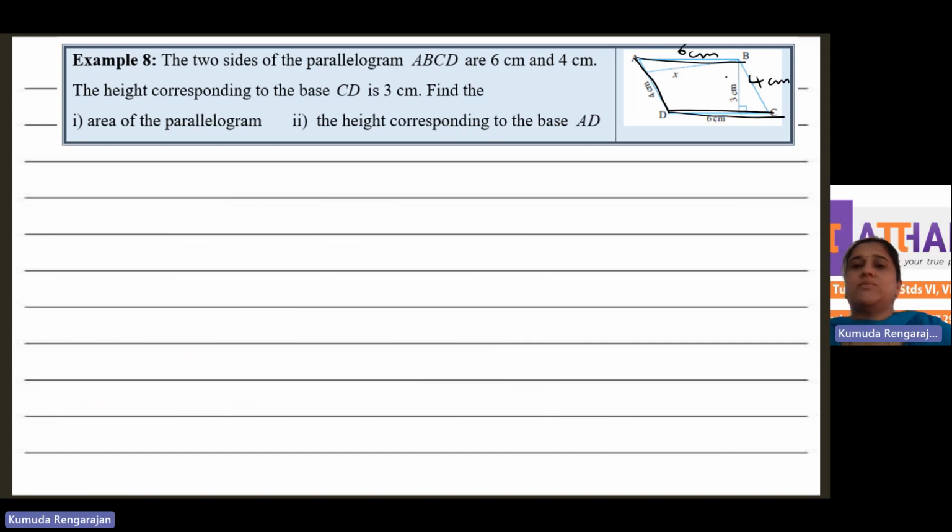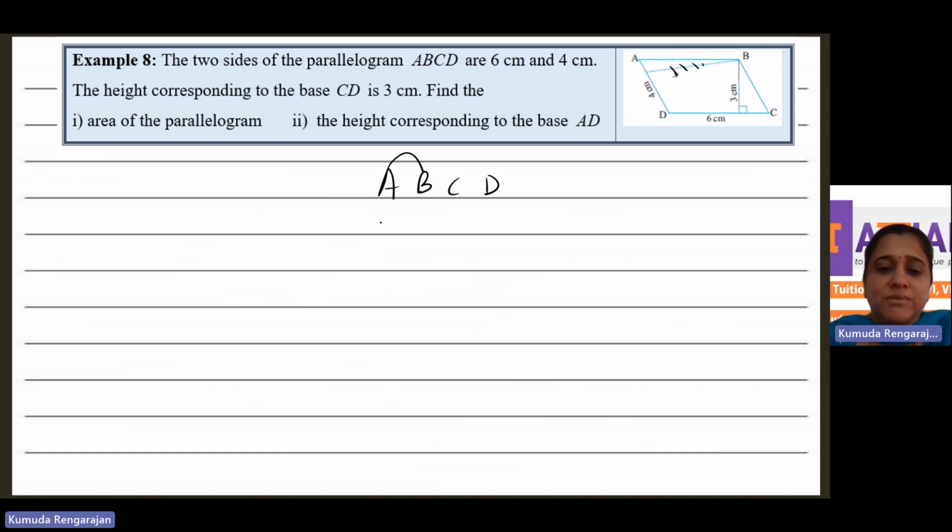What is the reason for that? Because opposite sides are equal. Opposite sides are parallel, but when DC is 6 centimeters, AB is also 6. Why? Because opposite sides are equal. Then if AD is 4 centimeters, BC is also 4 centimeters. Why? Because opposite sides are equal. Now see, don't get confused with these line segments. The parallelogram is ABCD.